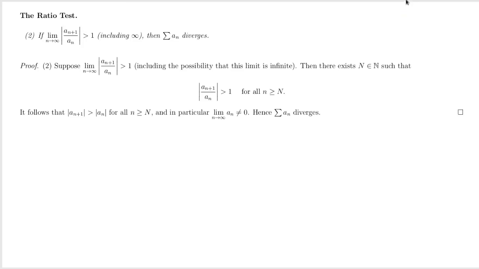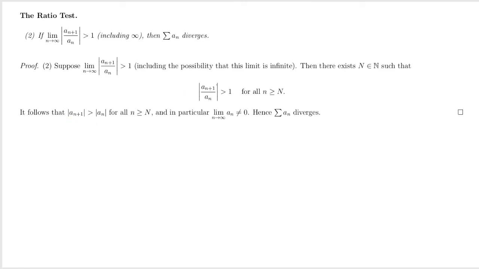And the idea that that limit is greater than 1 means that we can find some natural number capital N such that if we go out past the capital Nth term in the sequence, then we always get that the absolute value of a sub n plus 1 over a sub n is greater than 1. That's whenever n is greater than or equal to some number far enough out in the sequence. And then multiplying both sides of this by the absolute value of a sub n gives this expression right here, that the absolute value of a sub n plus 1 is always greater than the absolute value of a sub n once you go far enough out in the sequence of terms in the series.